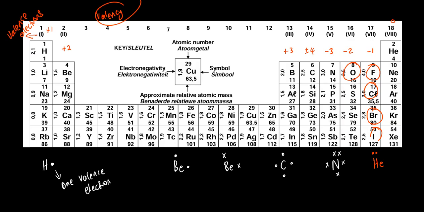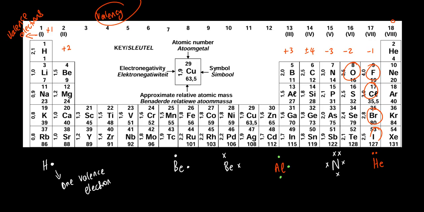So what do you think? How am I going to write aluminium? How many valence electrons does aluminium have? 3. Perfect. Roman numeral 3 there. So it will be 1, 2, 3. Beautiful.